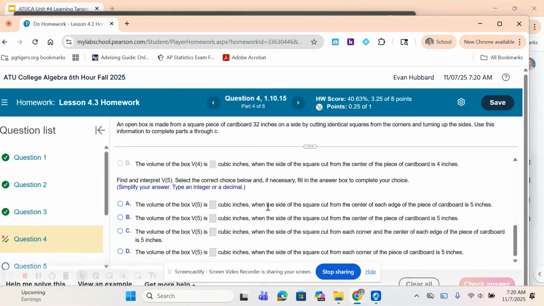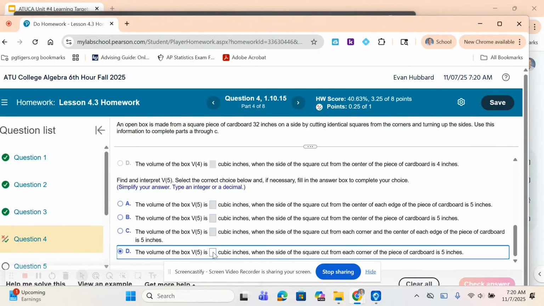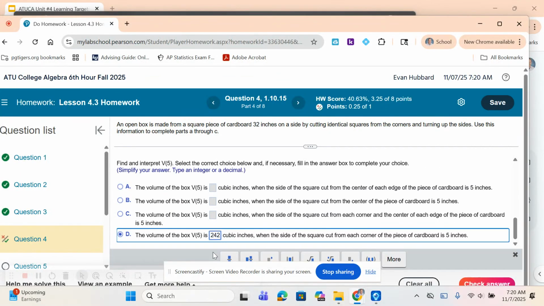Oh, we got to be careful there. They split from each corner. They switched it on me. Square from each corner of the piece.